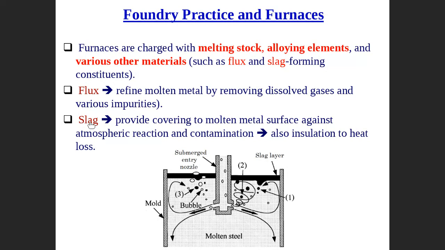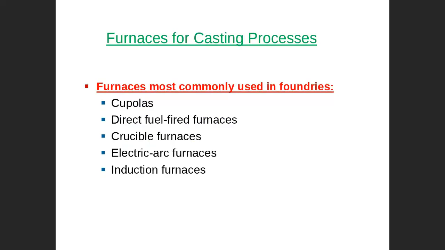So this is flux and slag, and it is very important to add flux to the raw material. If you don't add flux to the raw material, many materials, when you melt them, react with the environment and create an oxide film and so on. So this is the issue, right?